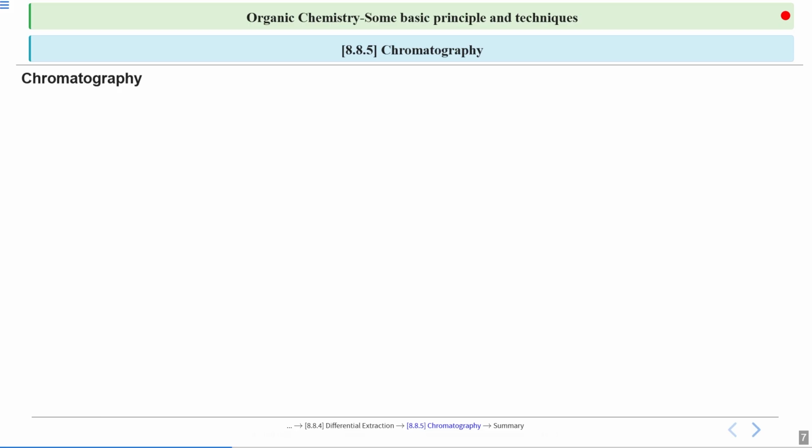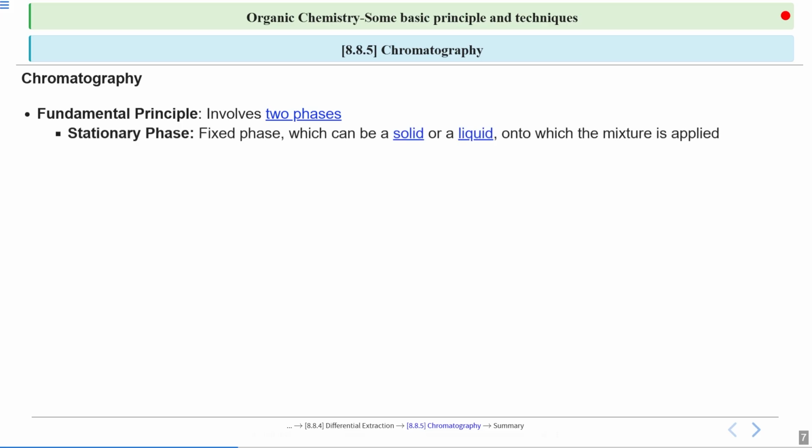Now the next method that we are going to see is chromatography, which is a crucial technique in organic chemistry. To understand this, you must remember that this chromatography is totally based upon two phases. Okay, so you will see two phases. First is the stationary phase. So of course, as the name is saying, it is a fixed phase and it can be a solid or a liquid onto which you will apply the mixture, the organic mixture that you are getting after the reaction. You will apply the mixture on the stationary phase.